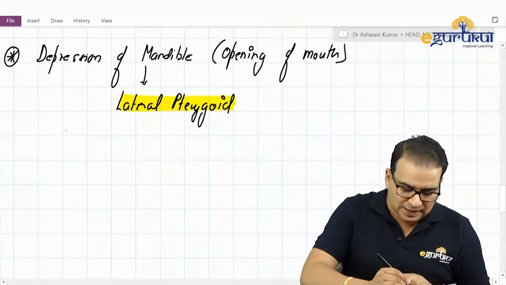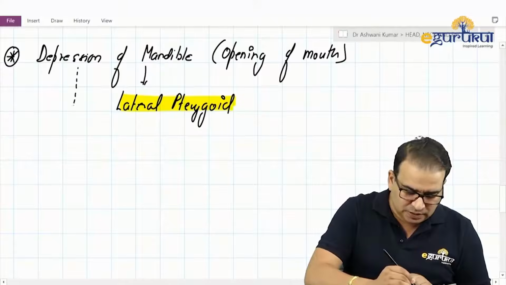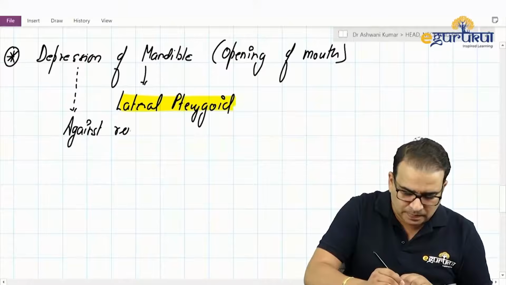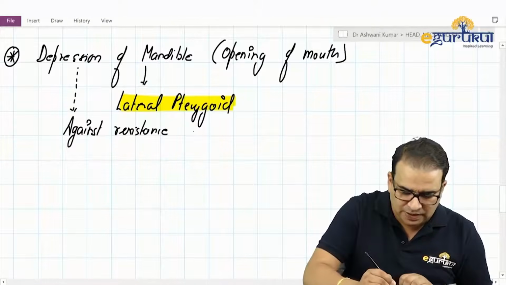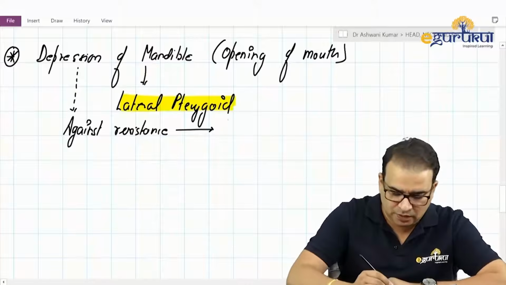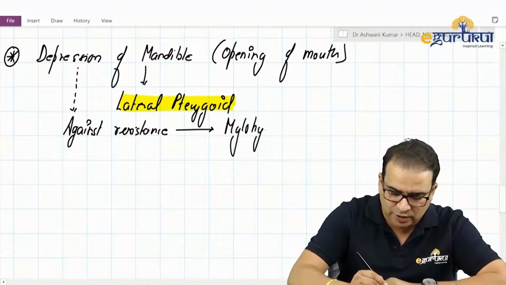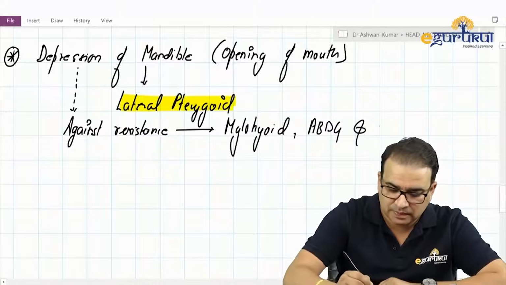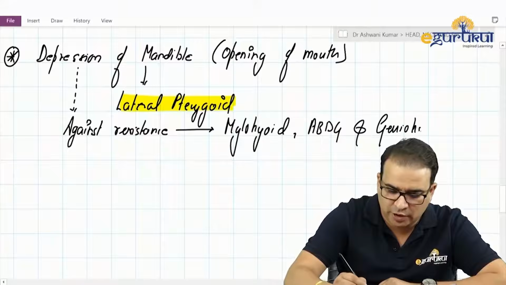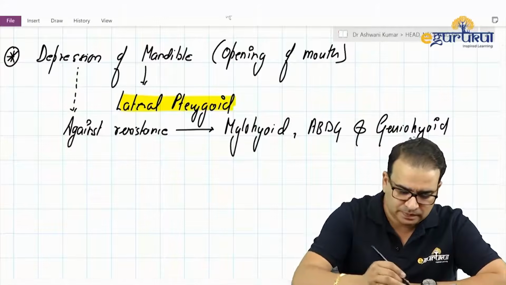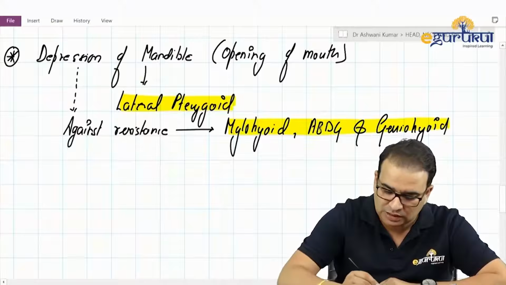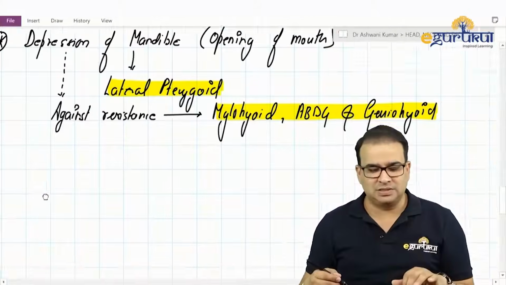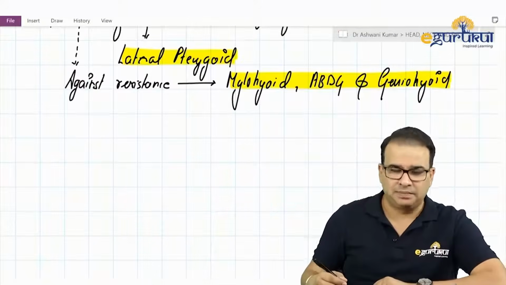So I would say that if this depression is against resistance, then we also need mylohyoid. We need lateral pterygoid then also, but we need mylohyoid. We'll be needing anterior belly of digastric and geniohyoid muscle as well. So it's an additional group of muscles which are not the muscles of mastication, but they will help in the opening of mouth when some sort of resistance is applied to the mandible.